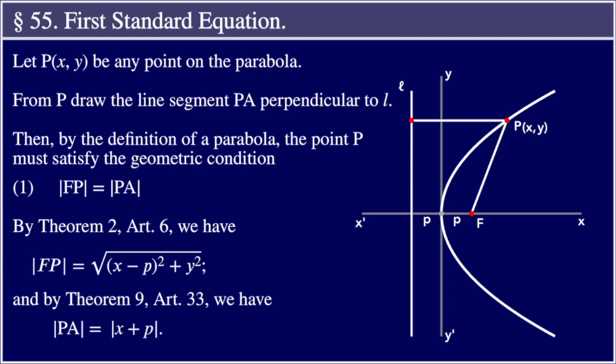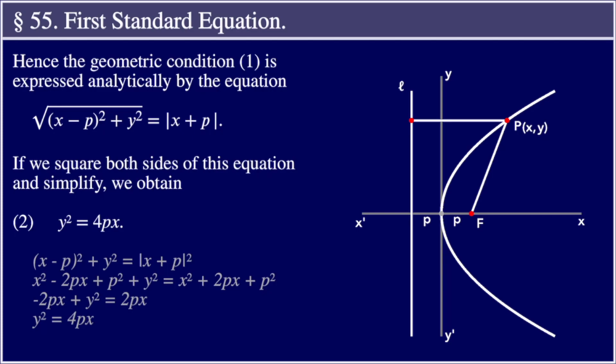By Theorem 2, Article 6, we have the length of FP is equal to the square root of the quantity (x minus p) squared plus y squared. And by Theorem 9, Article 33, we have the length of PA is equal to the absolute value of x plus p. Hence, the geometric condition, equation 1, is expressed analytically by the equation: the square root of the quantity (x minus p) squared plus y squared equals the absolute value of x plus p. If we square both sides of this equation and simplify, we obtain equation 2, y squared equals 4px.